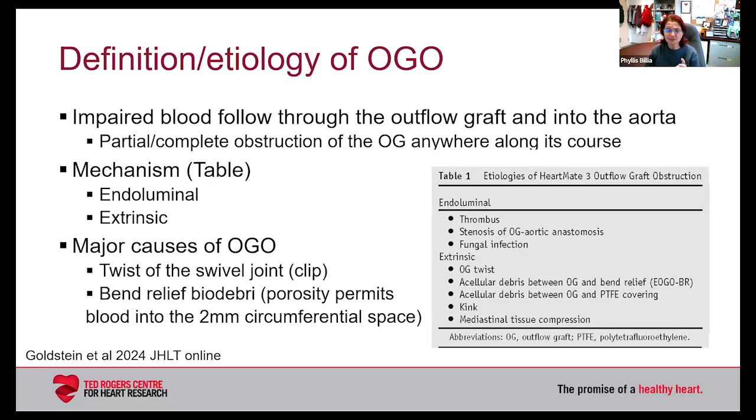The two major causes of outflow graft obstruction are still thought to be the twist and the bend relief debris that is present. The twist is dealt with by the clip, but we're still left with the bend relief issues.